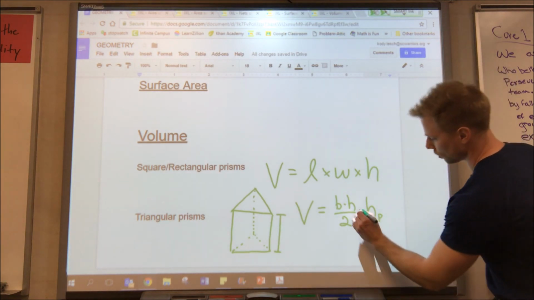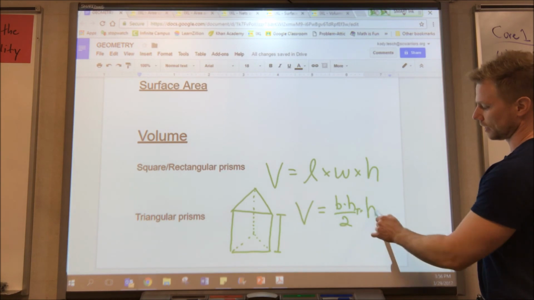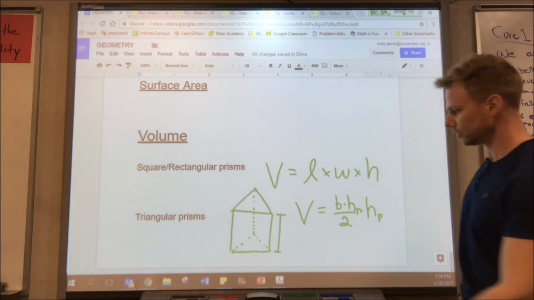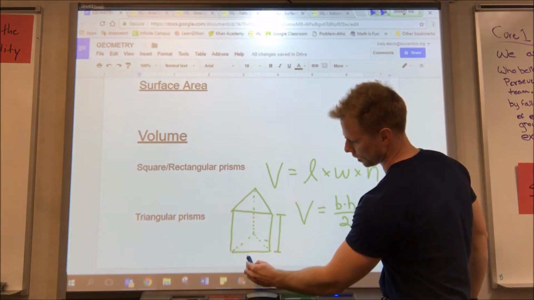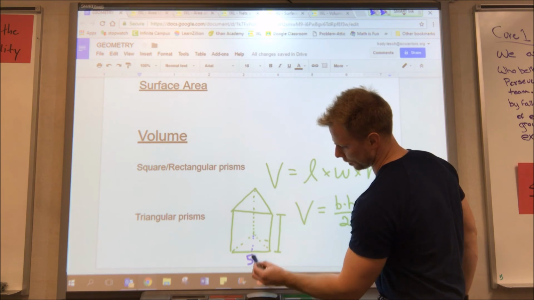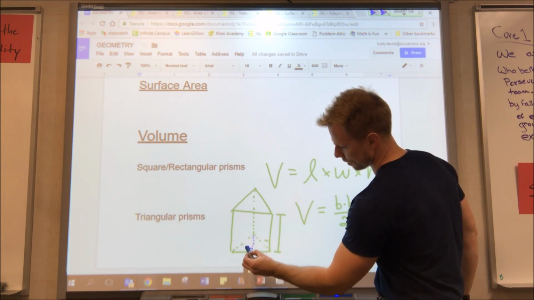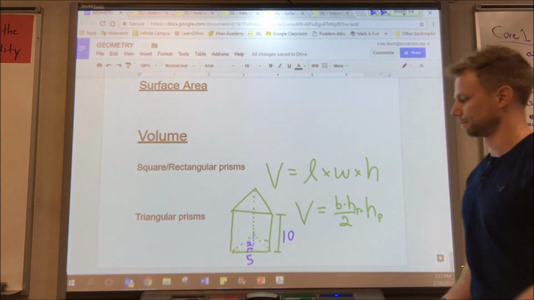Okay, so I'll put a t here. That's the height of the triangle, that's the height of the prism. So I find the area of the base times the height. So let's add some numbers. Let's say this is 5. The height of our triangle inside there, we'll say that's 2. Height of our prism is 10.